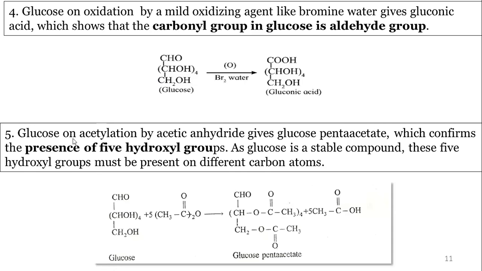No. Okay. So glucose on acetylation. Remember, acetylation means we have to introduce an acyl group. This reaction is called acetylation. See, in this reaction, it is shown that glucose reacts with 5 molecules of acetic anhydride. Actually it is CH3CO O CO CH3.